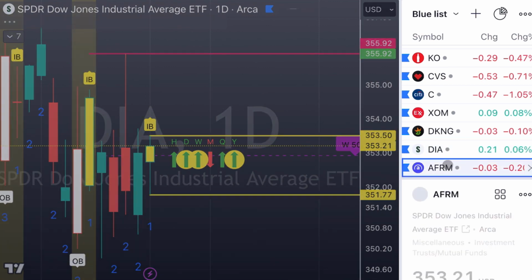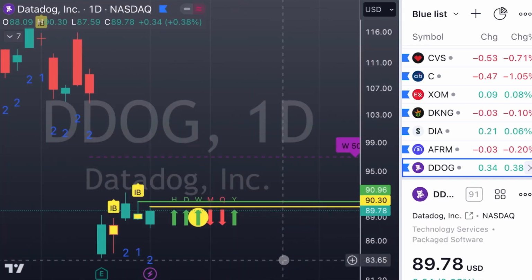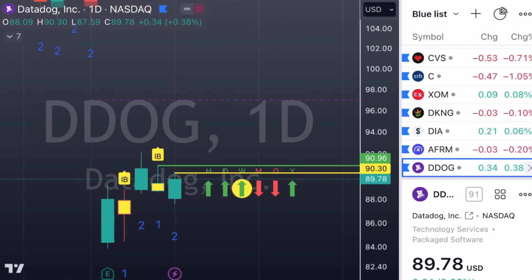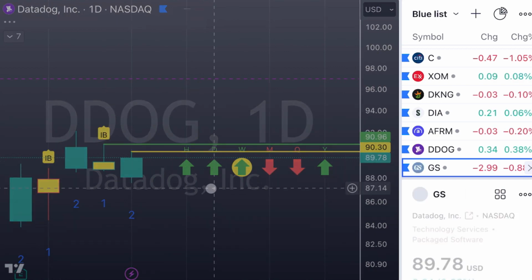We move on to AFRM. AFRM, okay, 2 down green. I'll call that a hammer candle. We can look for the calls there at 15.15. Datadog, 2 down green. I'm going to zoom in here so you guys can see that a little bit better. $90.30 is the trigger there. First target at 90.96. And this is what we call a 1-2-2 rev strat. Really, we're still looking for that 2-2 reversal, but it has a 1 preceding it. So we look at it as a 1-2-2 rev strat.